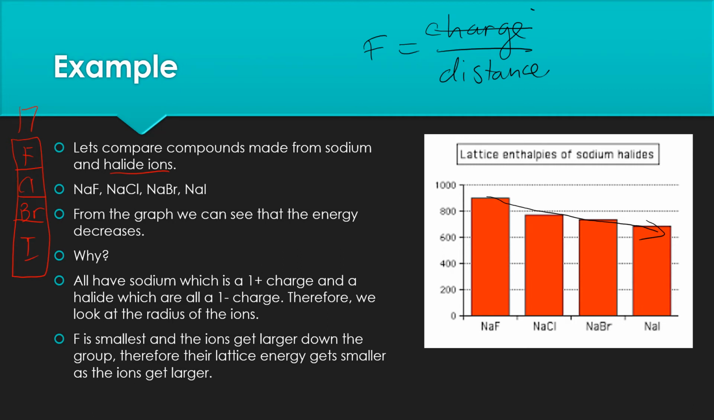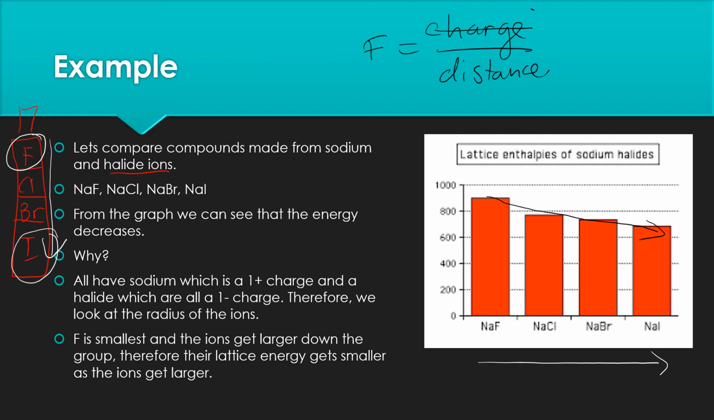Fluorine is our smallest atom in that group, right? Fluorine is the smallest atom. Iodine is the largest. So the smaller the distance, the larger the lattice energy, the more energy it takes to separate those ions. So as our ions get larger, our lattice energy gets smaller. That's why we see that decrease in lattice energy. So we can see that relationship there.